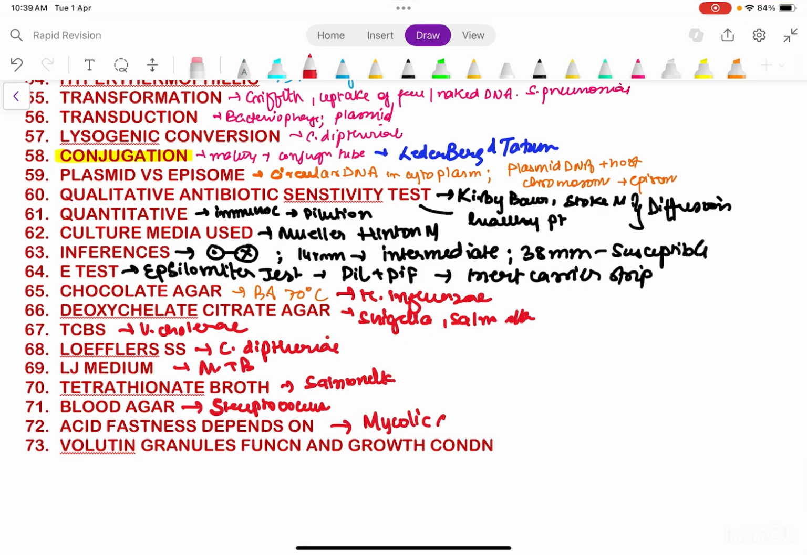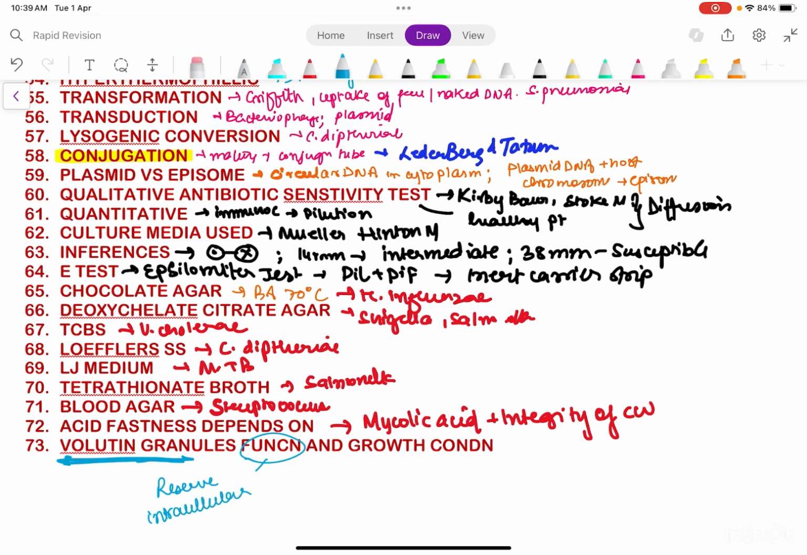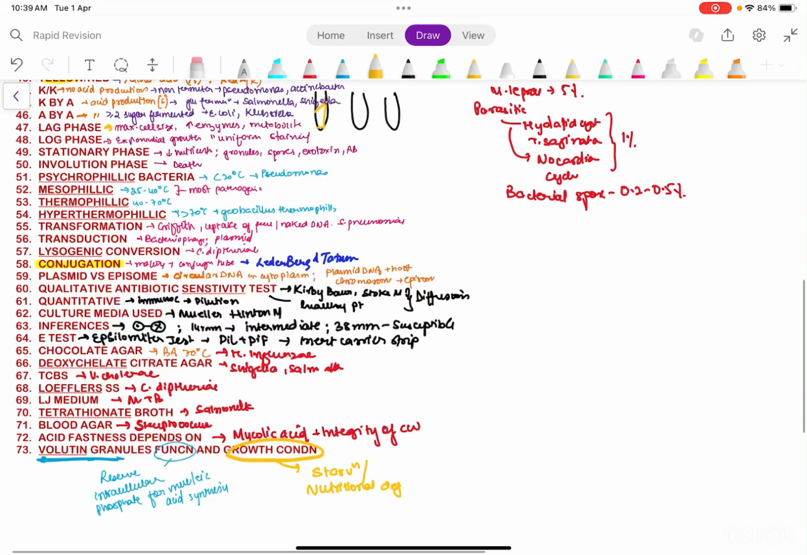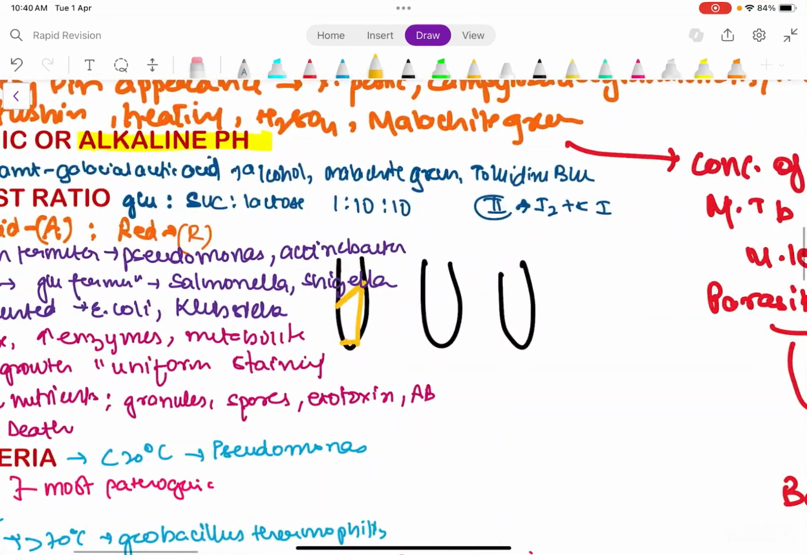Then acid fastness depends upon the content of mycolic acid plus the integrity of the cell wall. And now we're talking about the volutin granules. These volutin granules are important. Their function is to reserve intracellular phosphate for nucleic acid synthesis. As for growth condition, they grow in periods of starvation or nutritional deficiency. So this is most of the general microbiology covered.